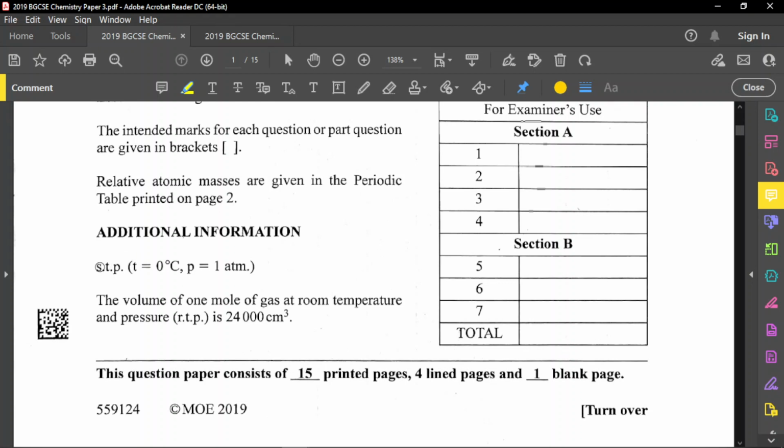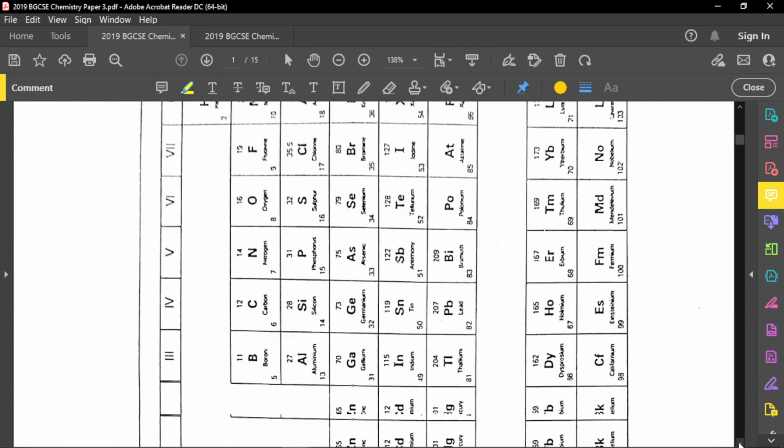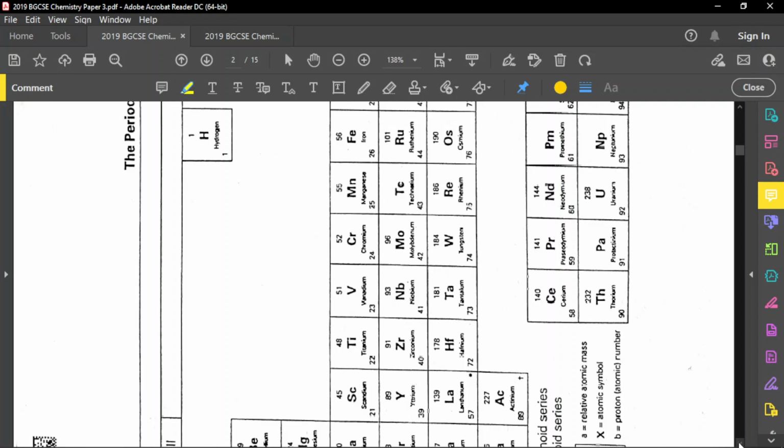There is also some important information given here, for example, STP, temperature, and also the certain pressure. Also, the volume of a gas, 1 mole of gas at RTP is given as 24,000 centimeters cube. So please refer to those if you should need them. And also there is a periodic table provided. You can also use that as well.